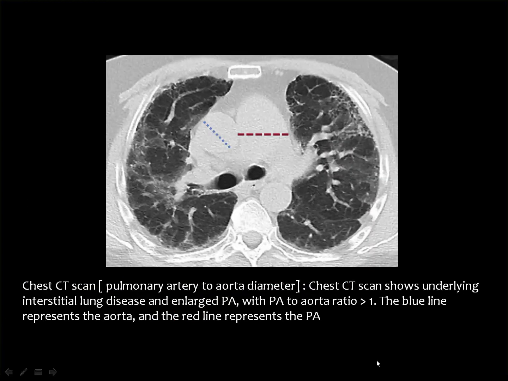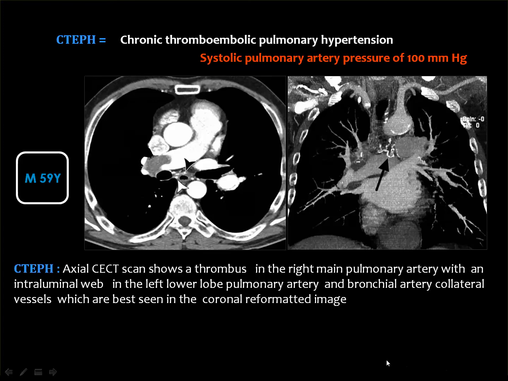Then, if you look here, you have an example of pulmonary interstitial disease, which is reflected on the pulmonary artery with abnormal dilatation of the pulmonary artery compared to the adjacent aorta. And here you can see an example with chronic thromboembolic pulmonary arterial hypertension.